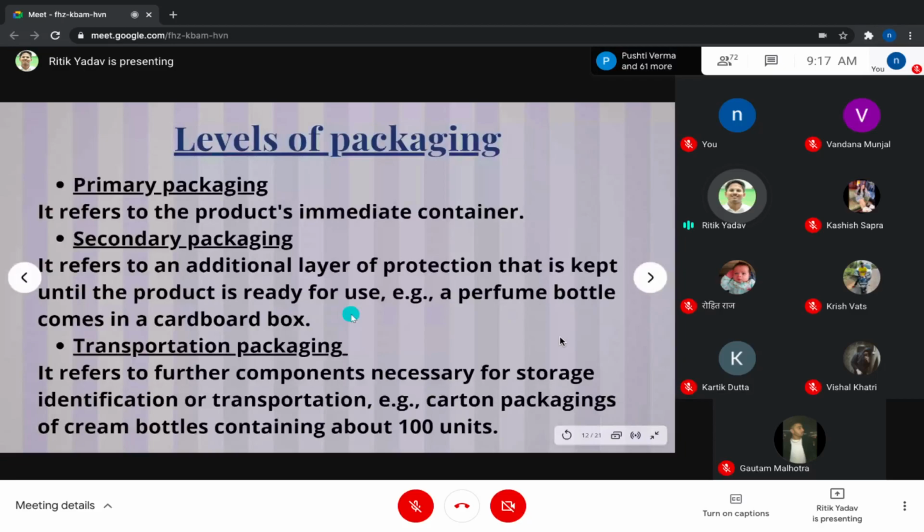Now, third, we have transportation packaging. Transportation packaging refers to further packaging components necessary for storage, identification, or transportation. Examples: cartons of toothpaste boxes containing about 100 units in a big carton.